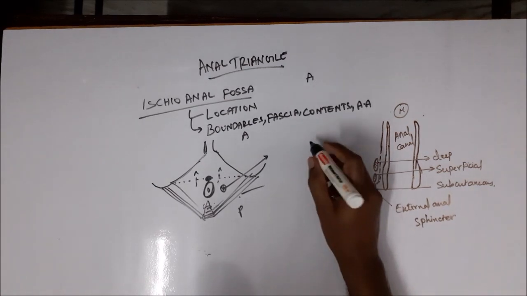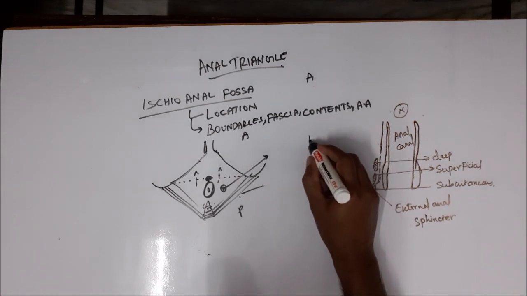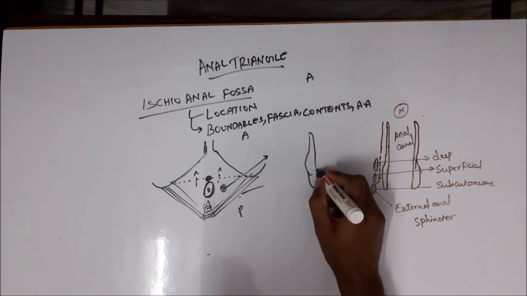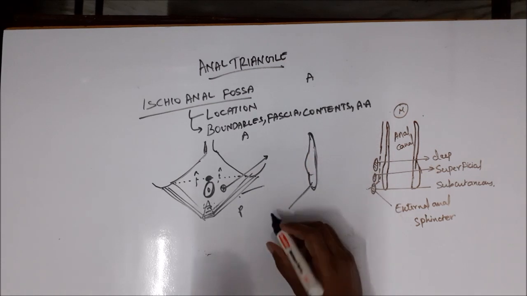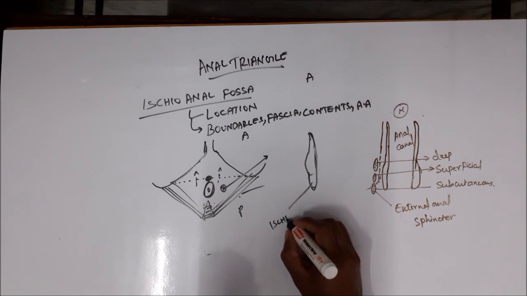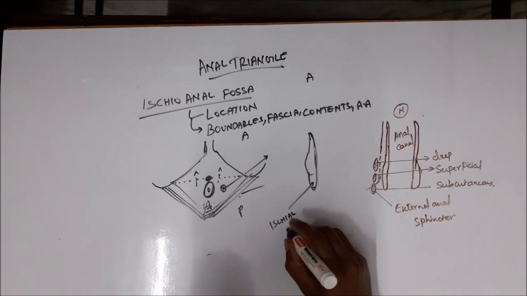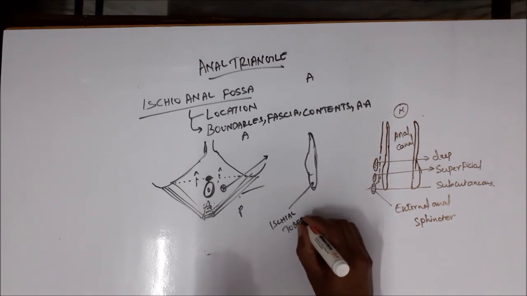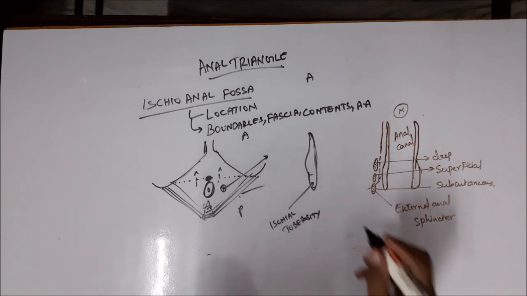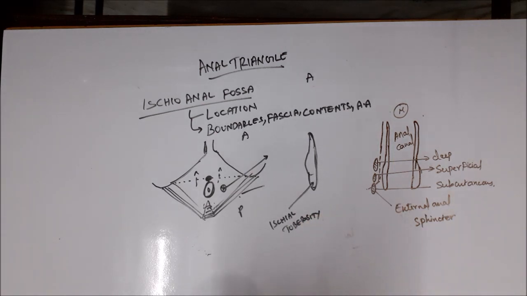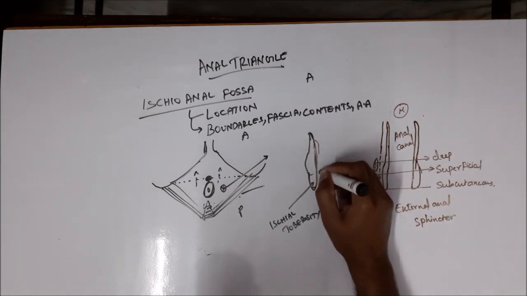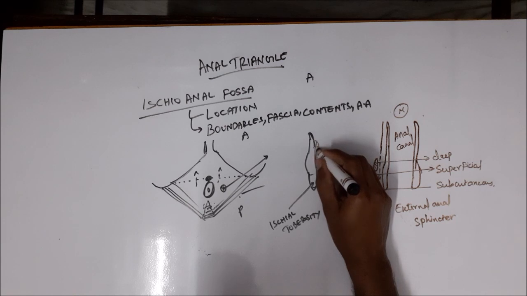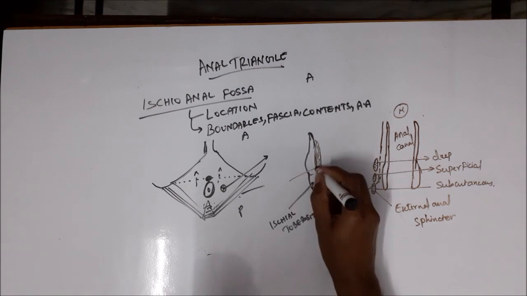Laterally, this is between the ischium and the anal canal. So this will be the ischium with the ischial tuberosity. This point specifically is the ischial tuberosity. Over this we have the obturator internus muscle.